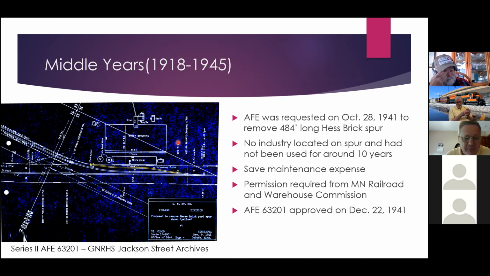But again, any time you were taking out a spur, and maybe this is why they delayed, they could take out this turnout on their own. To remove a spur track means lawyers had to get involved and get permission from the Minnesota Railroad and Warehouse Commission. So 1941, they approved it in 41, early 42, they removed this spur.